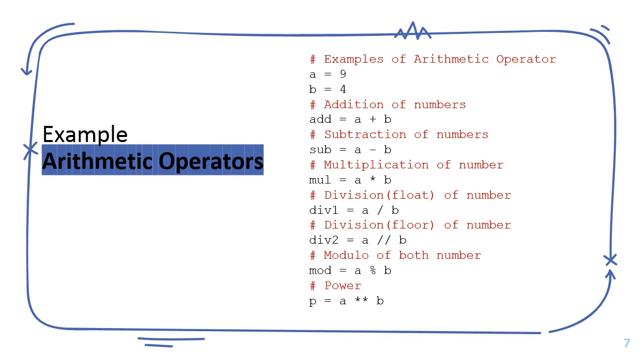Here is an example of arithmetic operators. We have initialized two variables, a equal to 9, b equal to 4. Then addition, a plus b. Subtraction, a minus b. Multiplication, a into b. Then division, a divided by b, that is normal division. Then div2 designates the integer or floor division. The mod variable designates the modulus operator. Finally power, p is equal to a exponentiation b, or a power b. These are the basic arithmetic operations.